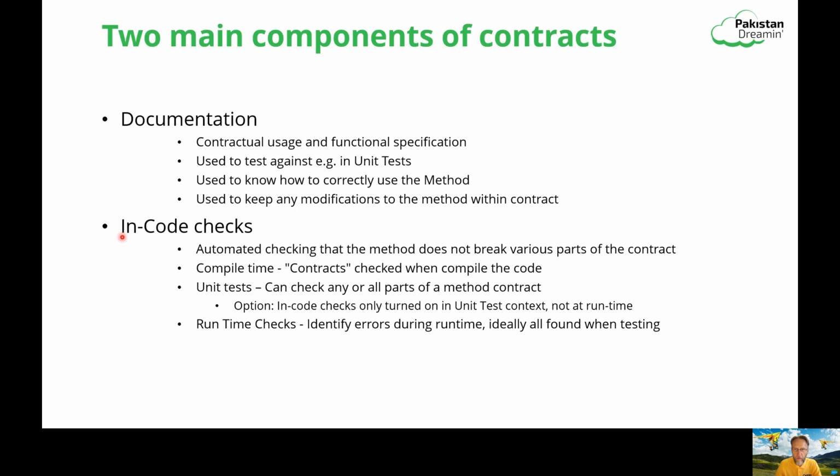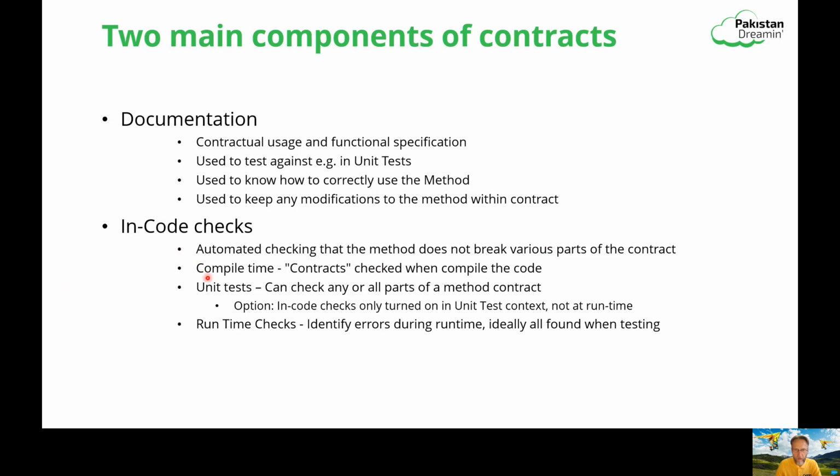And then in-code checks are the automated checking that a contract's not broken, which are really helpful to know straight away, automatically, if a contract's been broken. You can't necessarily check every contractual condition. Some of those might end up being just in the documentation because you can't easily check them in code. But where we can check it in code, it's great to do that.